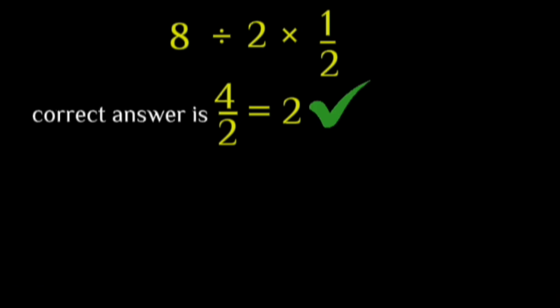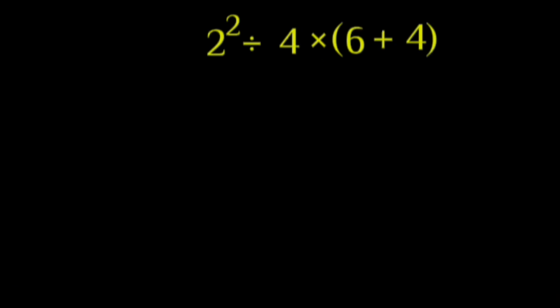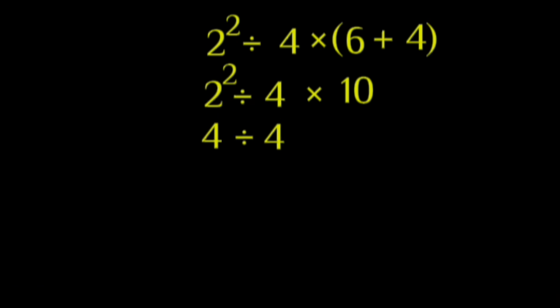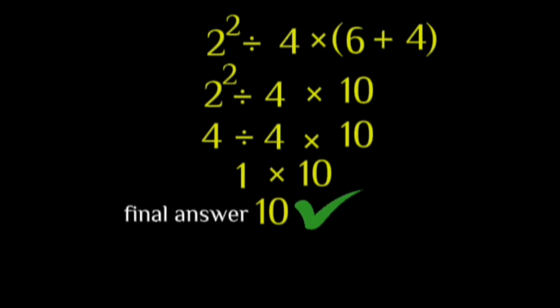Third problem. We have 2 squared divided by 4, then multiplied by 6 plus 4. Again, we follow PEMDAS. First, handle the parentheses. 6 plus 4 equals 10. Now the expression becomes 2 squared divided by 4 times 10. Next, handle the exponent. 2 squared equals 4. So now we have 4 divided by 4 times 10. Next, division and multiplication from left to right. 4 divided by 4 equals 1. Then 1 times 10 equals 10. So the final answer is 10.